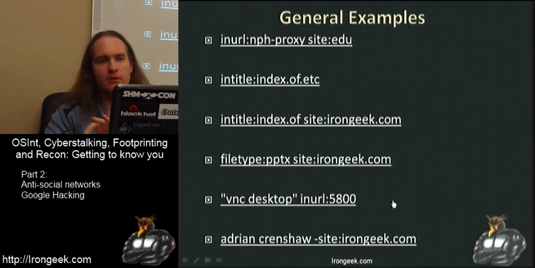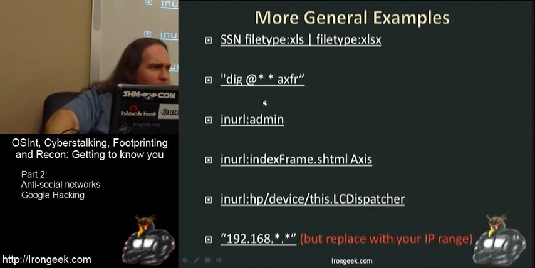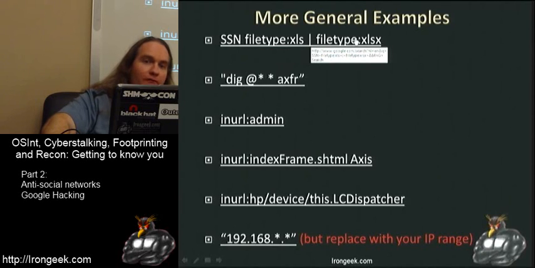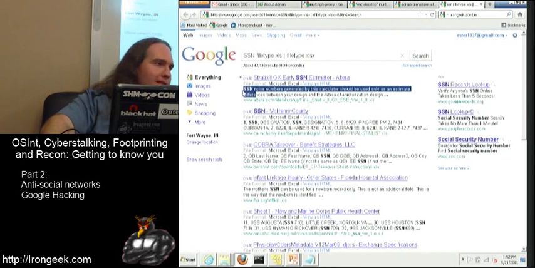Let's go to the next one. A few more examples. This one's interesting because sometimes people will post out social security numbers they really, really shouldn't. So a common abbreviation for that is SSN, filetype:xls or filetype:xlsx, using that little OR operator I mentioned before. And here's a few places that might be interesting to look at. Now, in some cases, it's not an actual social security number, but this just gives you an example.